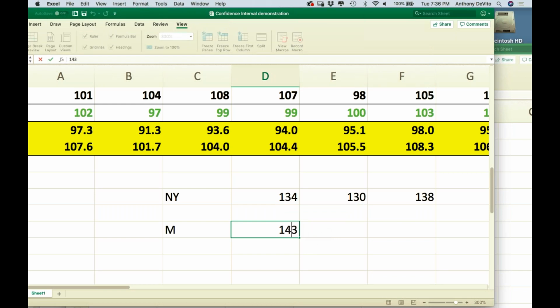Where if this had come out to be 136, we couldn't say that anymore, could we? Everybody comfortable with that? Let's actually work on a couple of examples.